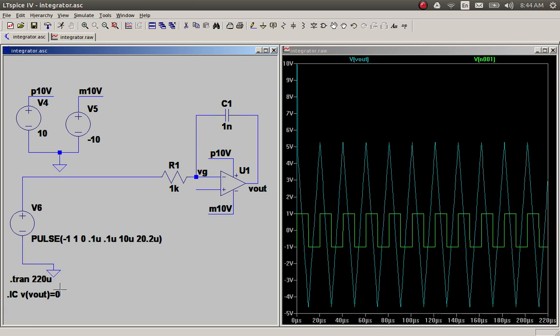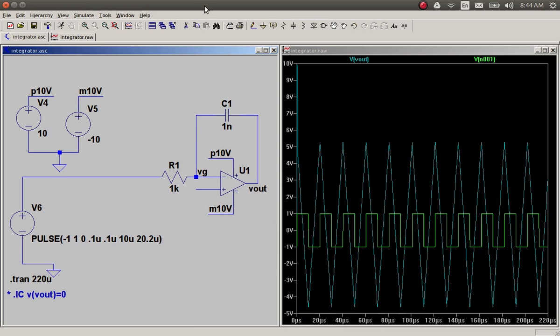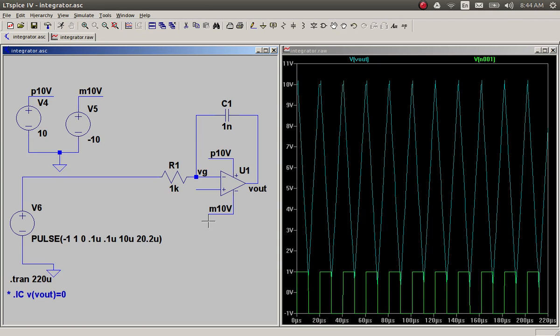Another thing is I have been sneaky and I have sneaked in some extra things that you are not aware of. So this is right here. It's called spice directives. You can also put comments. So what would happen if I didn't have a spice directive? Okay, so now the voltage actually starts from 10 volts, and it never reaches 0.